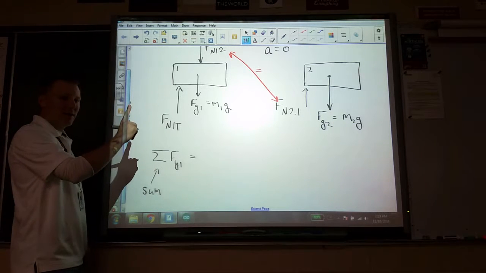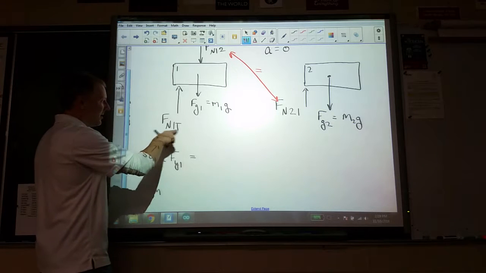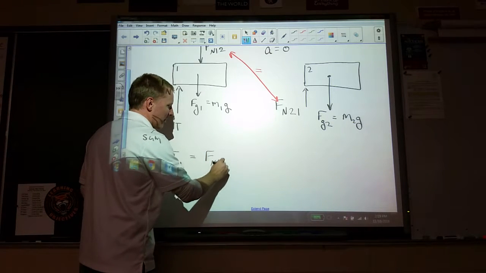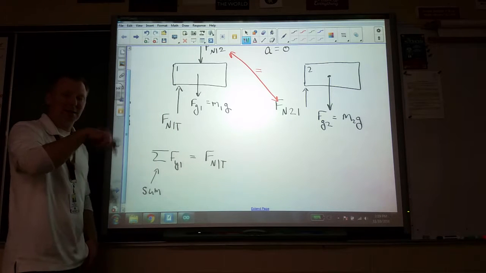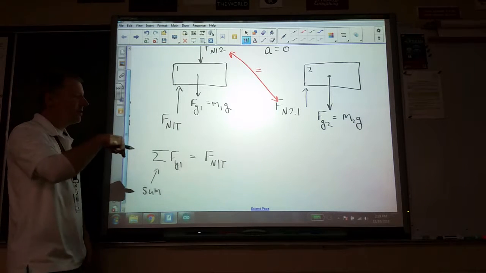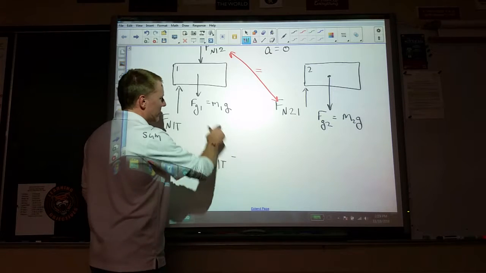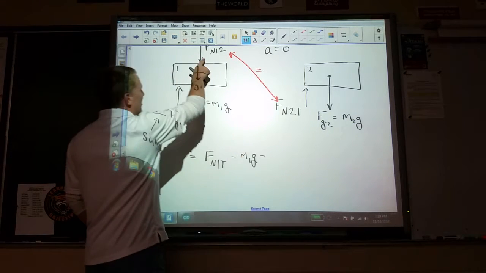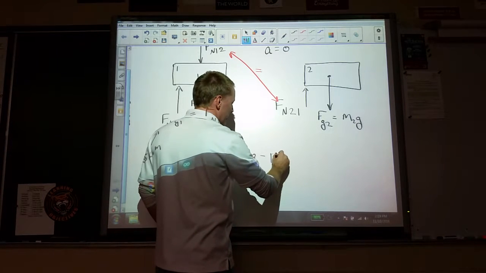Anything acting in the positive direction is positive. So that would be the Fn1t, the normal force on book 1 from the table. Anything acting in the negative direction, down, is negative. So we'd subtract off the weight, M1g, and we'd subtract off the normal force from book 2.